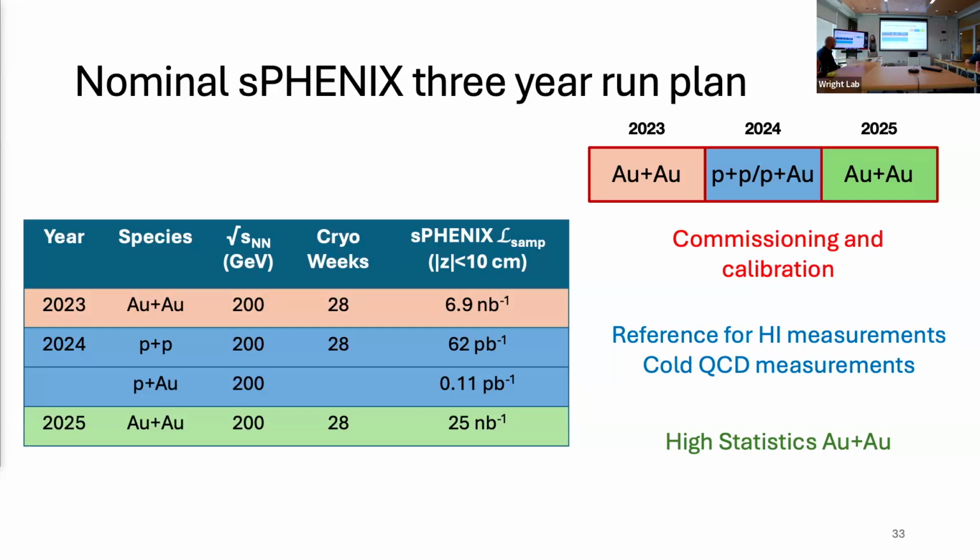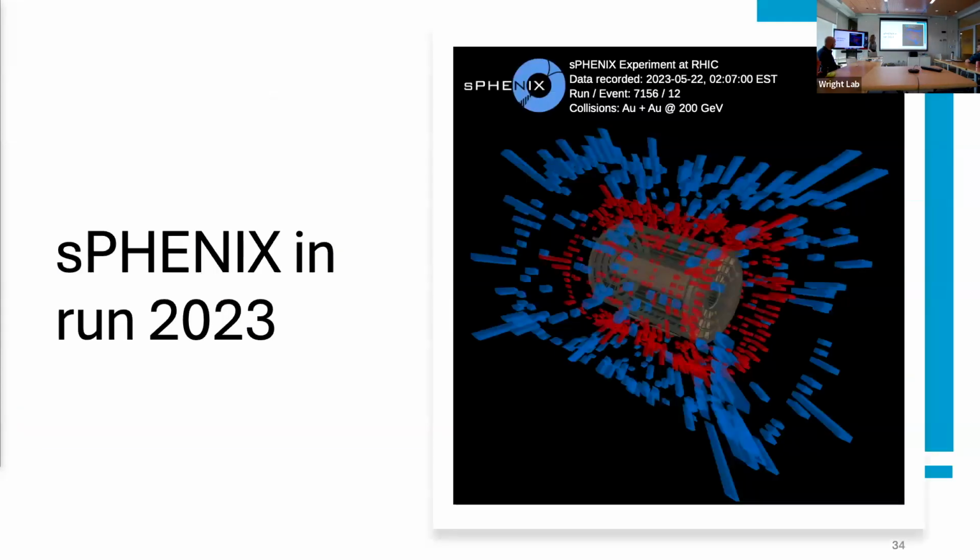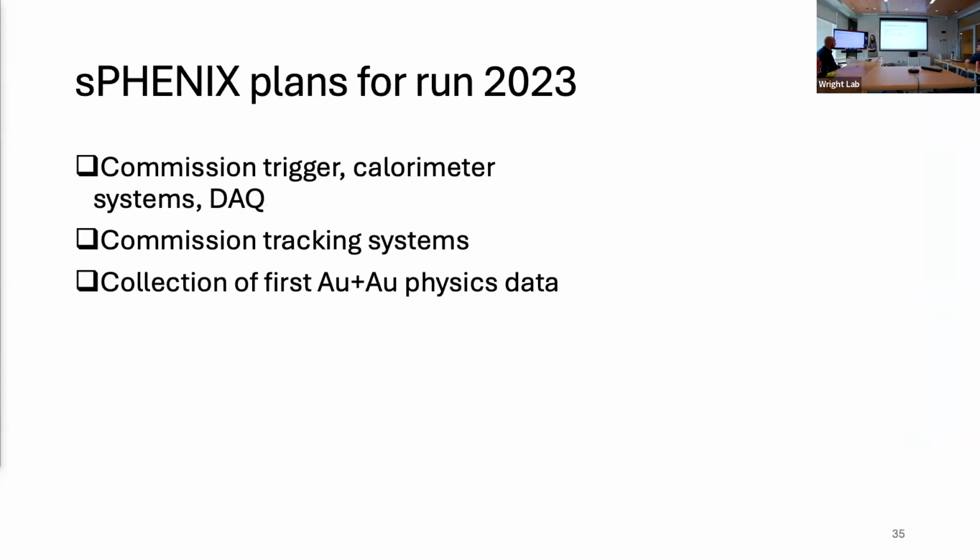Anyone who's worked in experimental physics knows that things do not often go to plan. And so this is the reality of what happened in sPHENIX in run 23. This was our plan, right? Commission the trigger system, the calorimeter systems, the data acquisition, commission the tracking systems, and collect first physics data.